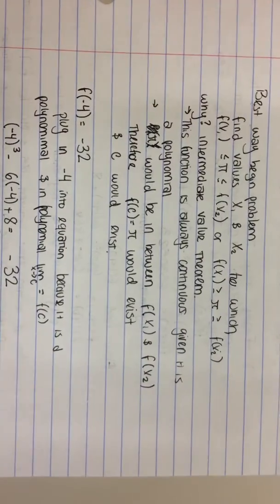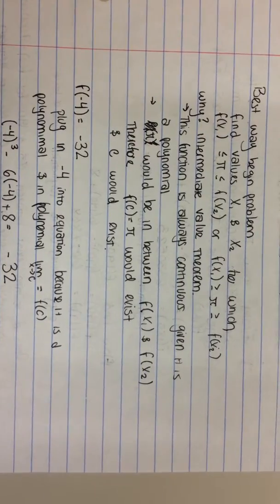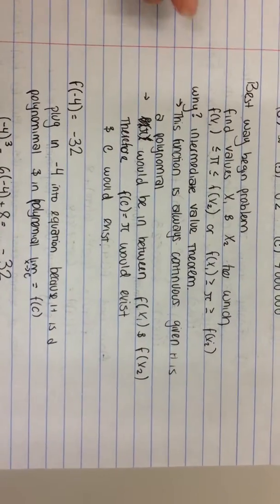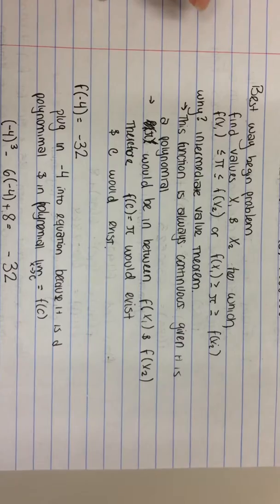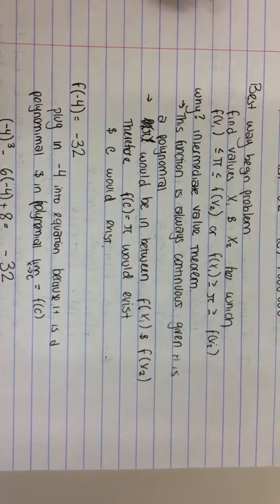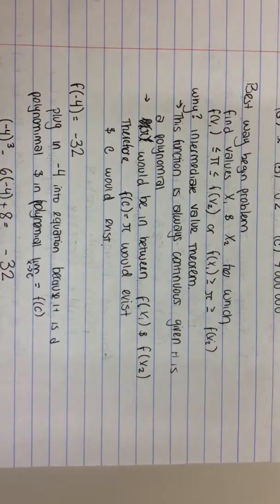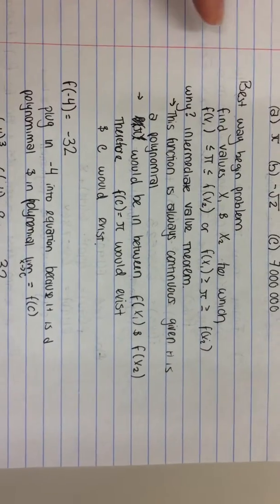This function is always continuous given it is a polynomial, and pi would be in between f of x1 and f of x2. Therefore, f of c equal to pi would exist and c would exist. So using the intermediate value theorem, we can assume that this will happen. So if we find those values, then pi will be in between there.